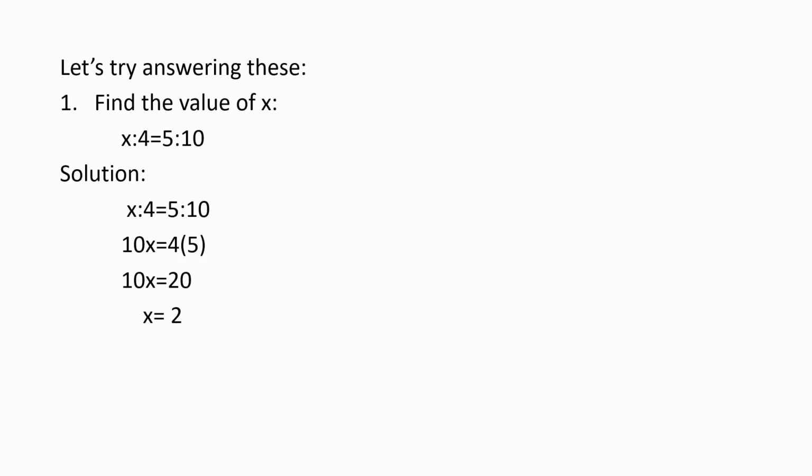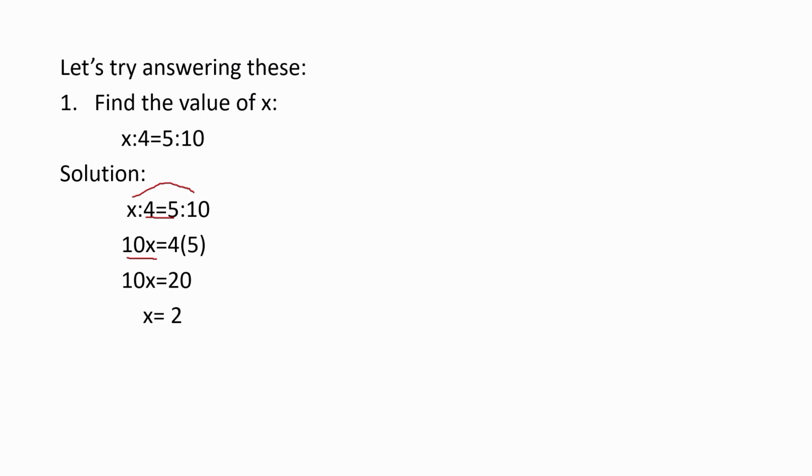Now, let's try answering this proportion. Let's check how fast you are in finding the value of x. Number 1, find the value of x given x is to 4 is equal to 5 is to 10. What's your answer? For the solution, multiply the means and the extremes. So we have x times 10, so we have 10x is equal to 4 times 5, so we have 20. Divide both sides by 10, so therefore your x is equal to 2.